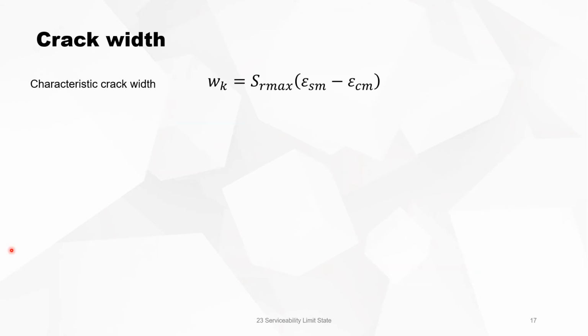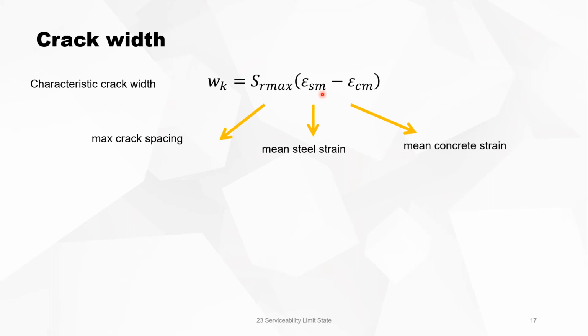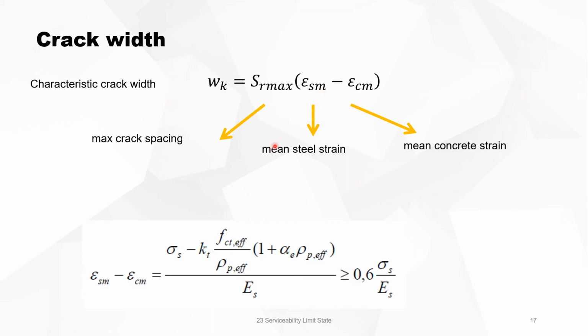So we have seen that the characteristic crack width is given by this formula. The maximum crack spacing is SR max. Delta epsilon is the difference between the mean steel strain and the mean concrete strain. Delta epsilon is given by this formula, remember this, that's sigma SR times the coefficient. This is sigma SR, this is sigma S, so that's the delta epsilon. This factor is 0.6 for short term and 0.4 for long term loading.